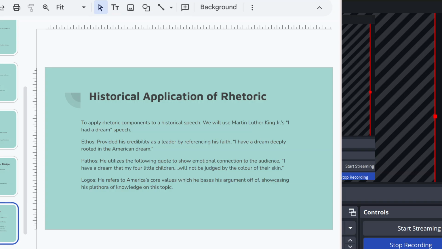So a historical application of rhetoric would be to apply it to Martin Luther King Jr.'s I Had a Dream speech. So in the ethos element, he provided his credibility by referring to his faith in the American dream. Pathos, he utilized the following quote to show emotional connection to the audience. I have a dream that my four little children will not be judged by the color of their skin. And logos, he refers to America's core values, which he bases his argument off of, showcasing his plethora of knowledge on this topic.